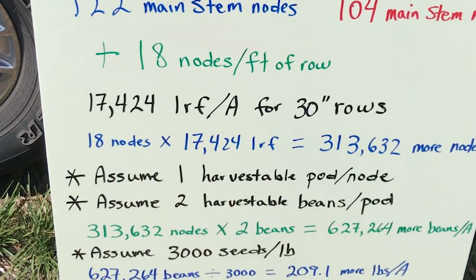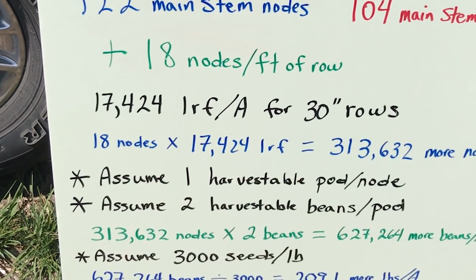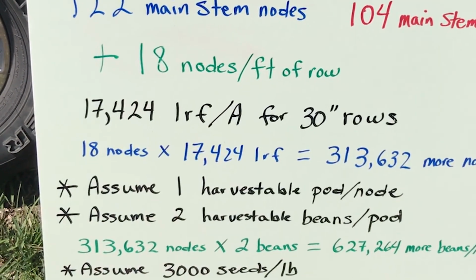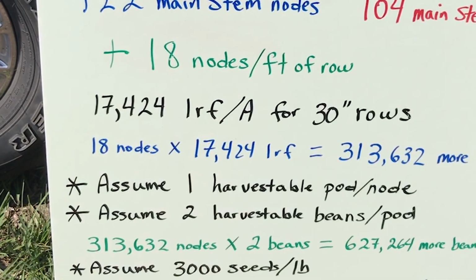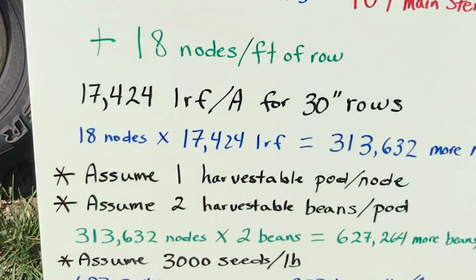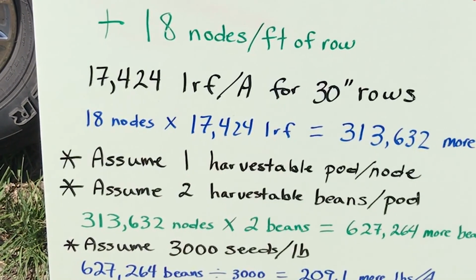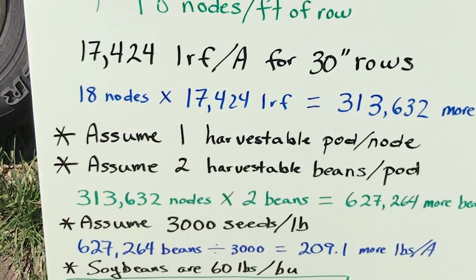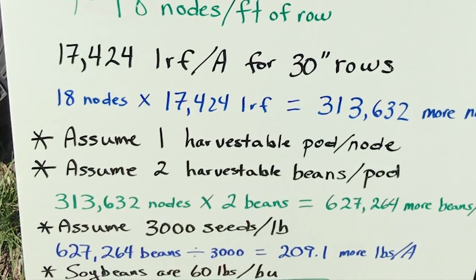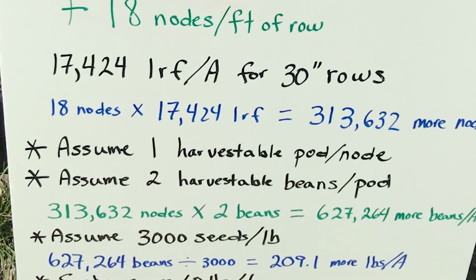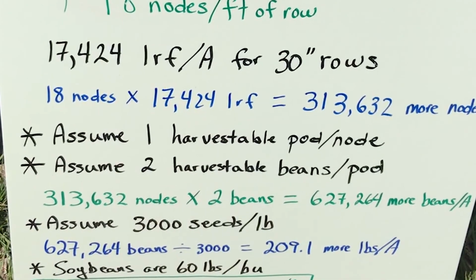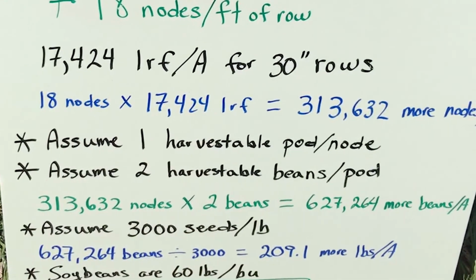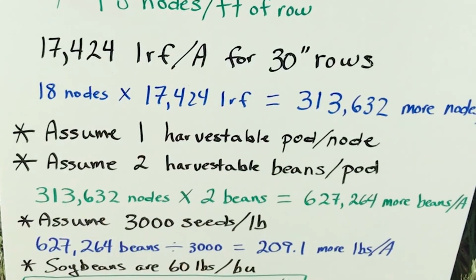So we multiply our 313,632 nodes times 2 beans, and that gives us a total of 627,264 more beans per acre. If we assume a 3,000 seeds per pound count, then basically we're looking at 627,264 beans divided by 3,000 gives us 209.1 more pounds of beans per acre for the Preside treated plots versus the untreated check.